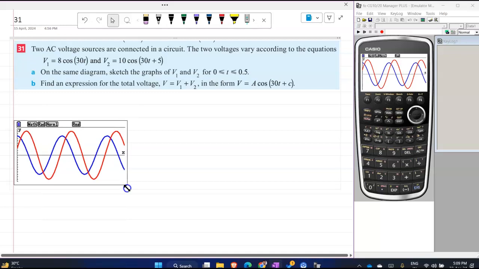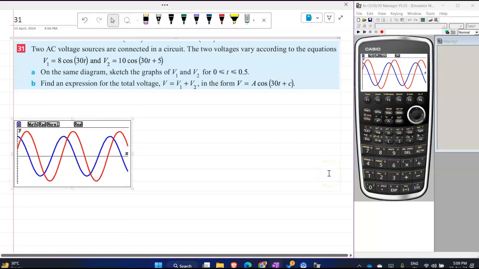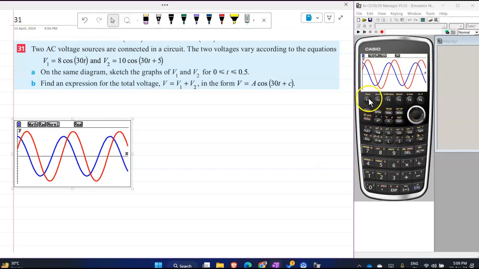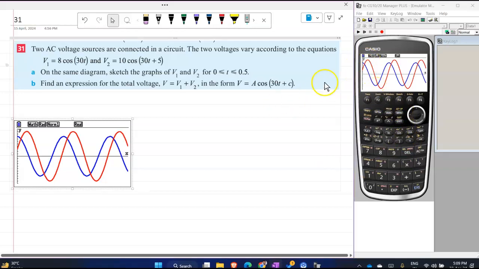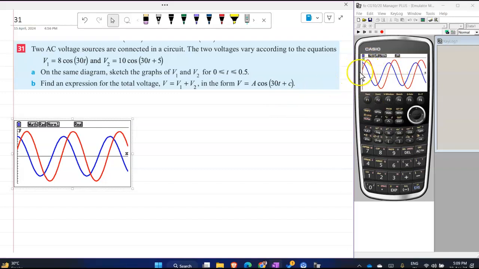So you have to plot this on the same graph. Plot this v1, v2. So what you have to do is get all the intercepts and all that. The max would be 10 and this would be 8, and then you get all the intercepts and you draw basically.